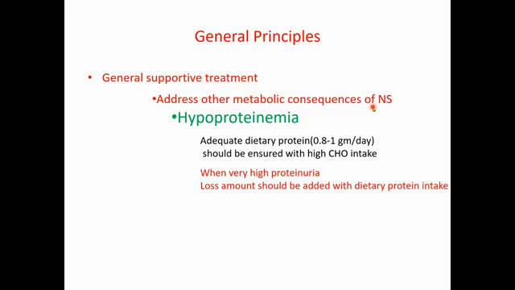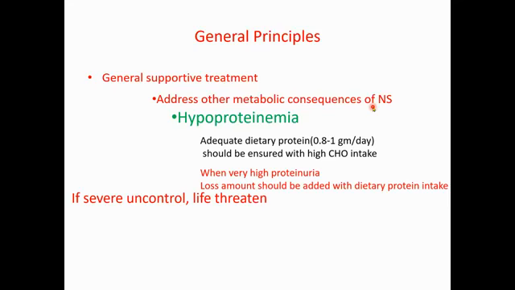If the patient's weight is 60 kg, then 60 grams of protein is needed per day. If he loses 10 grams of protein per day, then it's 60 plus 10, that means 70 grams of protein should be taken per day.